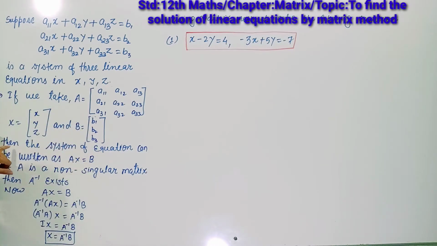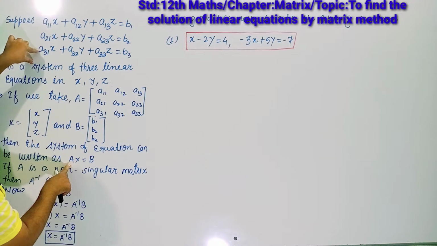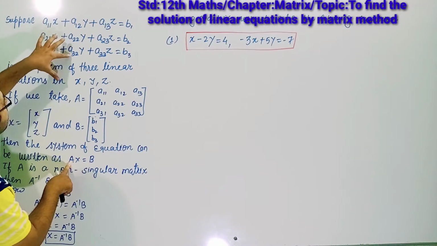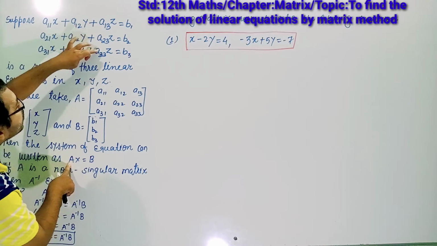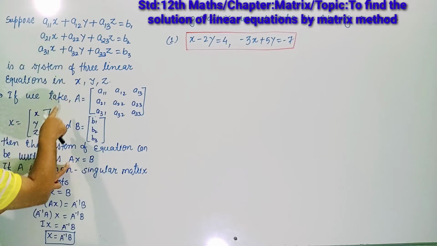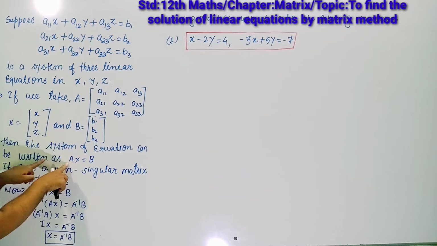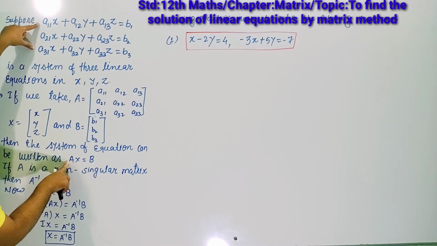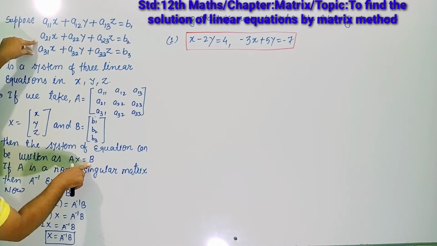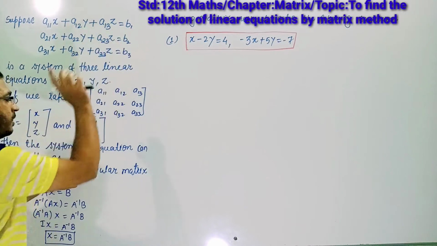So students, the system of equations can be written as: the matrix A with elements a11, a12, a13, a21, a22, a23, a31, a32, a33, multiplied by the variable matrix X having variables x, y and z. If you multiply A and X, you will get these equations by comparing with B. B is a constant matrix having elements b1, b2 and b3.